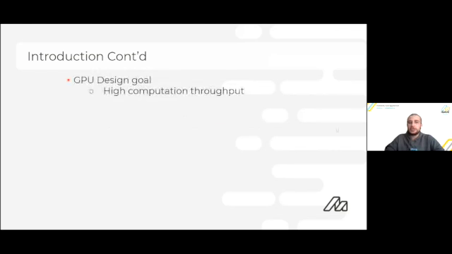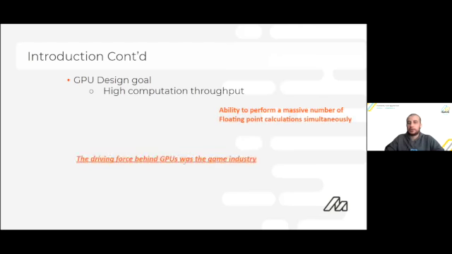But what was the goal when they wanted to upgrade and build more advanced versions of GPUs? It was the high computation throughput goal, and it was fueled by the driving force behind GPUs, which was the gaming industry. Due to the requirements of the gaming industry, GPUs had to be able to perform a massive number of floating point calculations simultaneously and at once, which meant that the architecture should have been different from the CPU architecture.